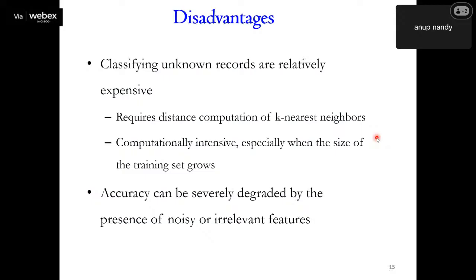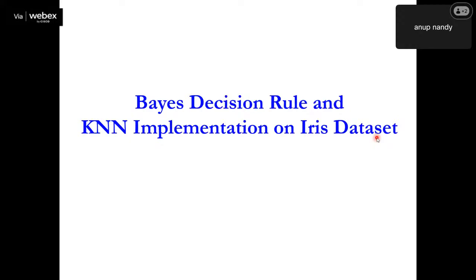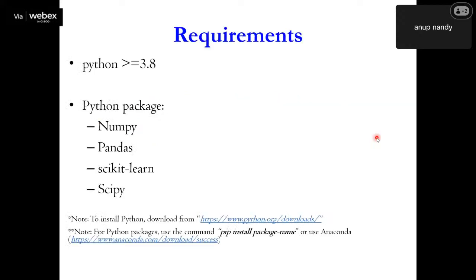Before starting the next session, I'll quickly give you this, because in the next session I'll explain how this image classification problem can be done based on satellite images. But before that, I request everyone to download the iris dataset, because the decision rule and KNN implementation are only on the iris dataset. I'll show you the Python code which we have written, and you just have to see and implement it. Before implementation, you need these requirements: Python version 3.8, and Python packages NumPy, Pandas, scikit-learn, and SciPy. To install Python, there is a link.